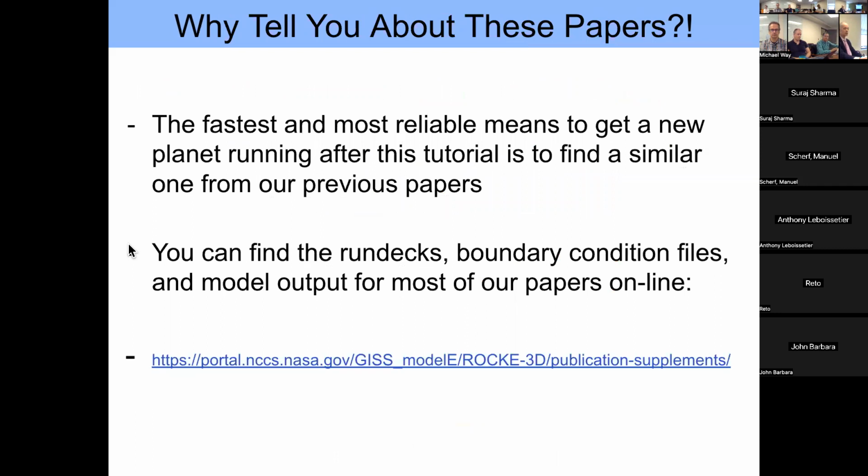So I think this slide is really important for many of you who are online. As I say here explicitly, and I'll say it again out loud, really the fastest and most reliable means to get a new planet running is to find a similar one from our previous papers. And in general, this group believes in the ability to reproduce the results from anything we have published.